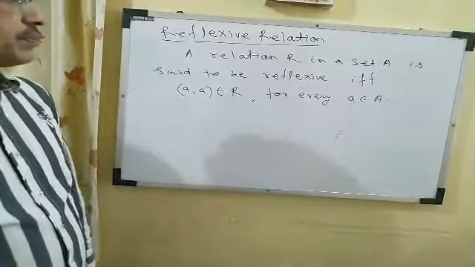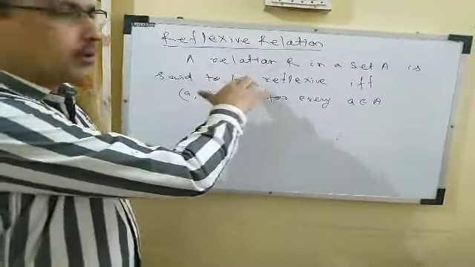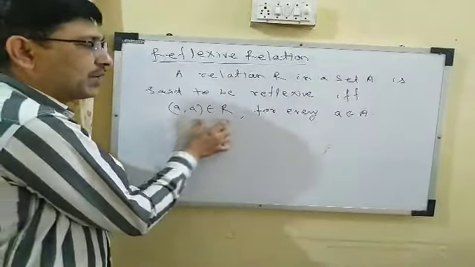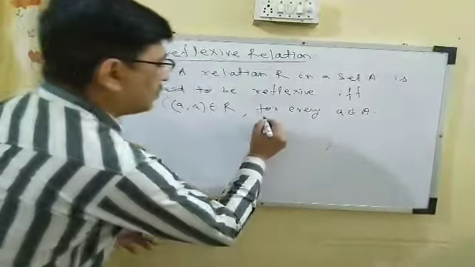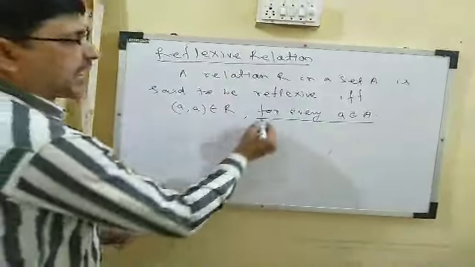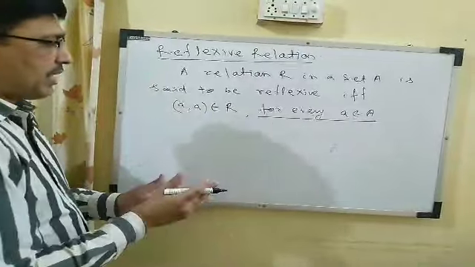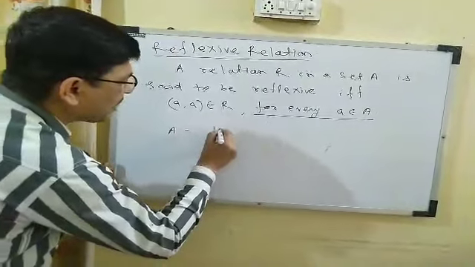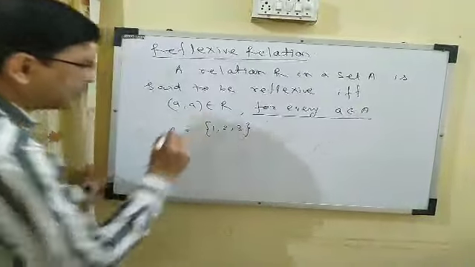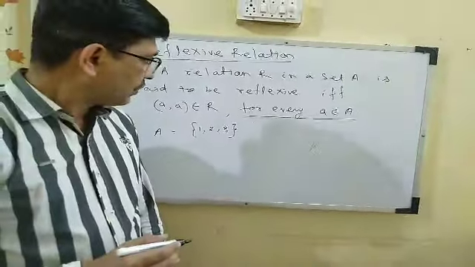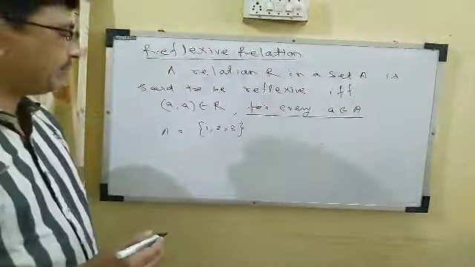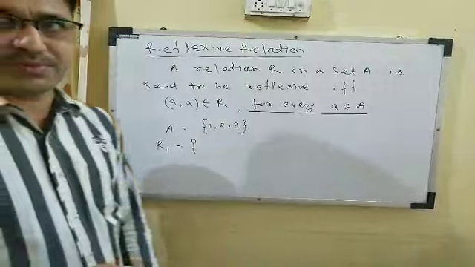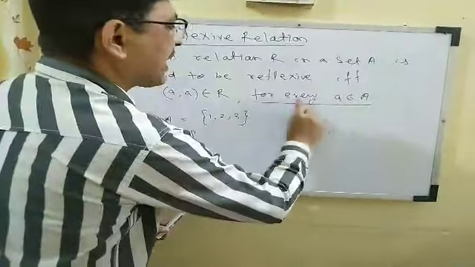That means a relation R in A is said to be reflexive if and only if the ordered pair (a, a) belongs to R for every a belongs to A. So this line is most important: for every a belongs to A. Let me explain this with an example. Let us consider a set A, suppose {1, 2, 3}, and our aim is to find a reflexive relation in A. Let us define R1. I want to make this relation R1 reflexive. So before that, let us consider this line: for every a belongs to A.